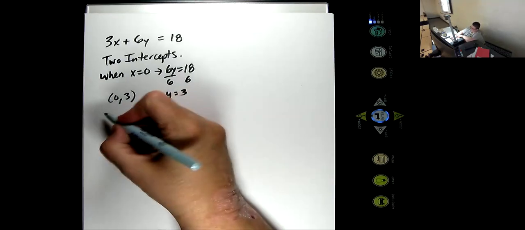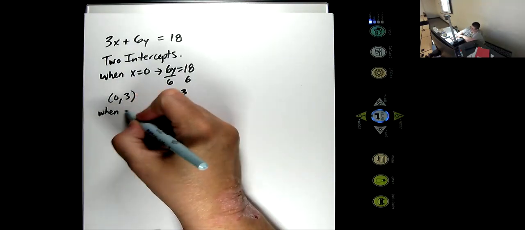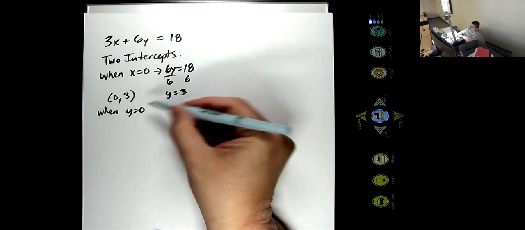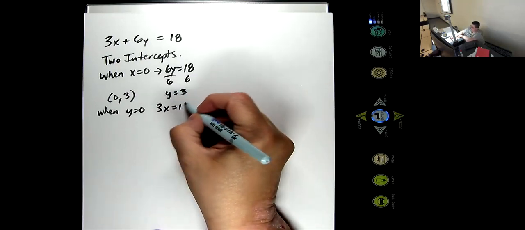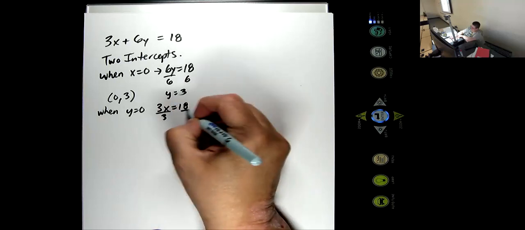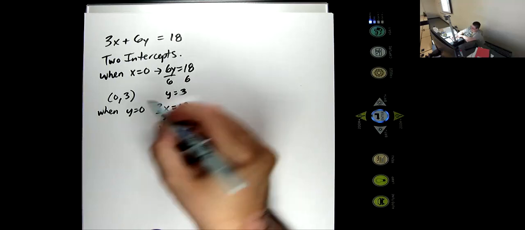Do the same thing for y. When y equals 0, 6y becomes 0 and we're left with 3x equals 18. Divide by 3 and we get x equals 6.